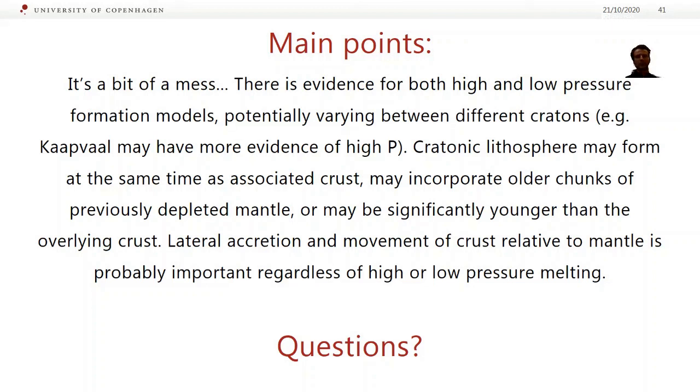Cratonic lithosphere may be the same age as the crust it's associated with. It sometimes incorporates older chunks of previously depleted mantle, which might be similar to what we were seeing with the New Zealand and the oceanic peridotite examples, where you have these older chunks being incorporated as the lithosphere forms, or in some cases it's significantly younger than the overlying crust. So I think the times that you do see the age differences probably tell us that lateral accretion or movement of crust relative to the mantle beneath it, potentially during orogenic events, or just from incorporating these older chunks circulating in the mantle, is probably important regardless of whether we prefer a high or a low pressure melting model.